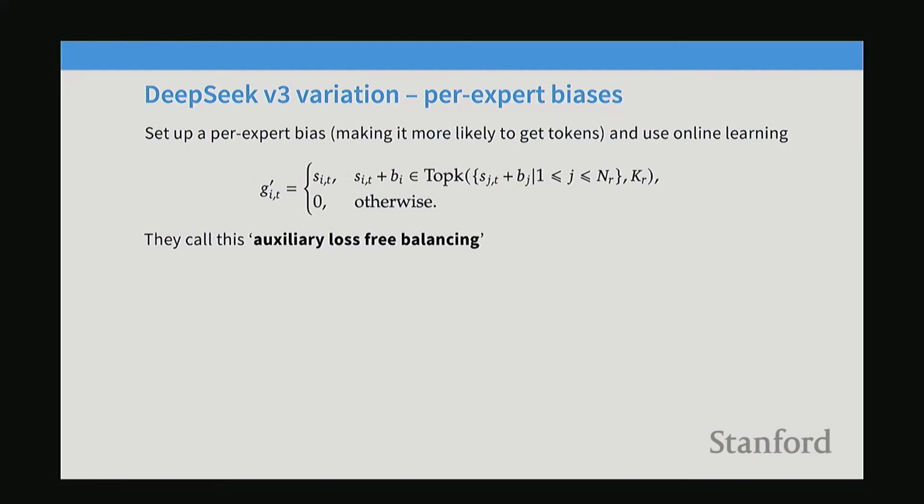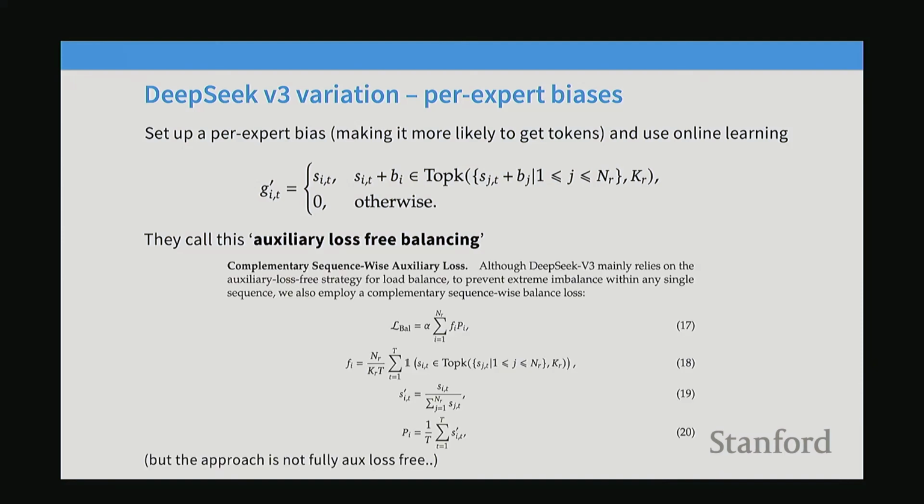And notice here, you're only using the B of I's to make the routing decisions. You're not actually sending it over as part of your gating weights, right? That's a somewhat important thing to do. So they call this auxiliary loss-free balancing. If you go and read the DeepSeek v3 paper, which all of you should because it's a really nice paper, they'll make a big deal about how this makes training so stable, so great, so wonderful.